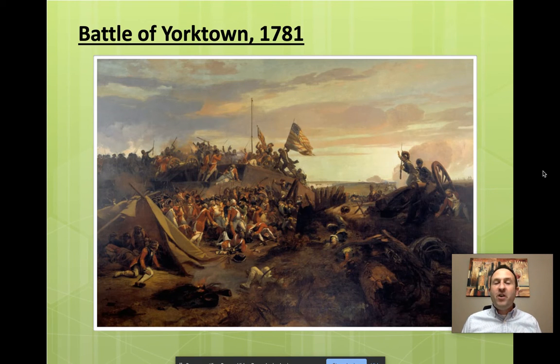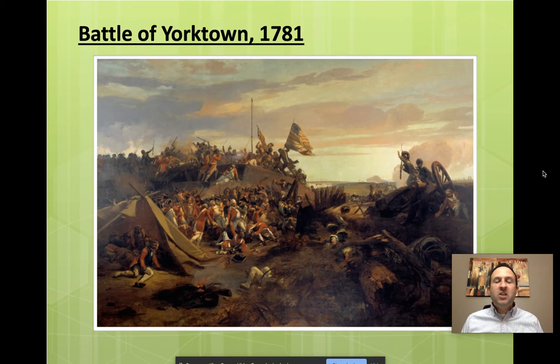And now they're stuck. George Washington and his men are surrounding the fort, laying siege to it by land, and the French Navy is blockading the fort at sea. Cornwallis is stuck. And finally, in October of 1781, for only the second time in the war, the British are forced to wave the white flag and surrender.